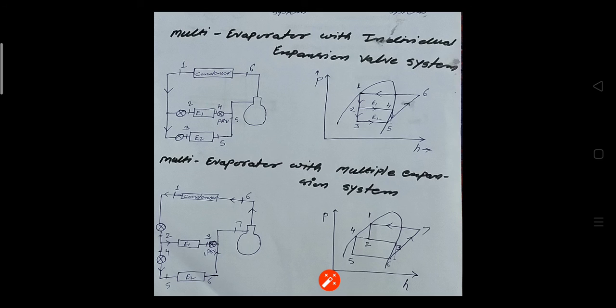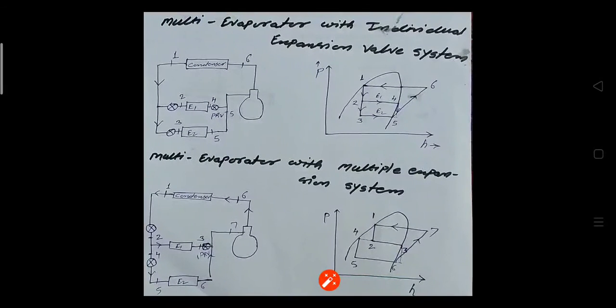It is for working of the refrigeration system at two different temperatures, or more than one temperature. If you use two evaporators, the refrigeration system works at two different temperatures. If you use three, it works at three different temperatures. That is the only purpose of using the multi-evaporator. Now we'll discuss the working and how to calculate the COP of this multi-evaporator with multiple expansion valve system.